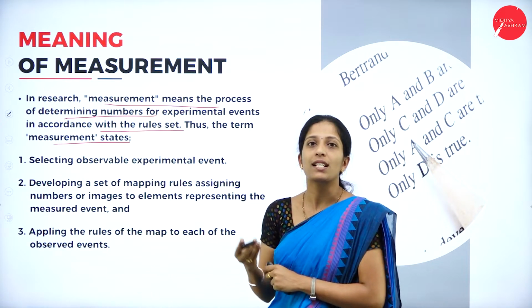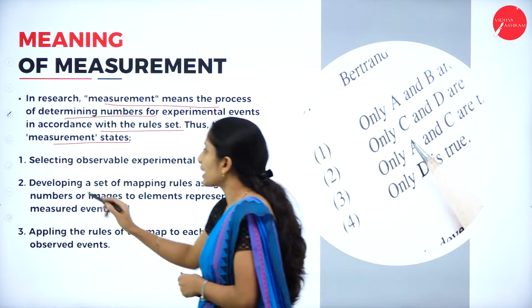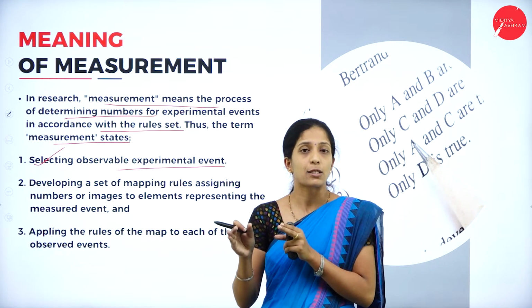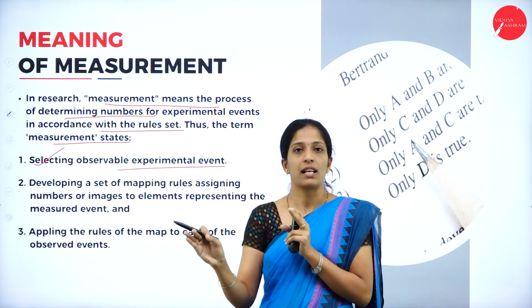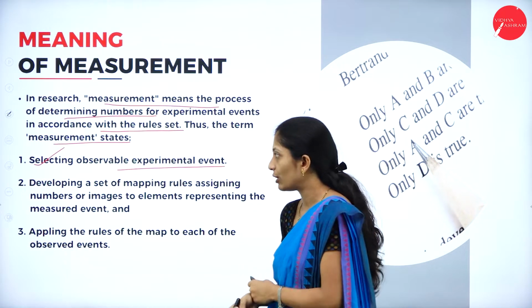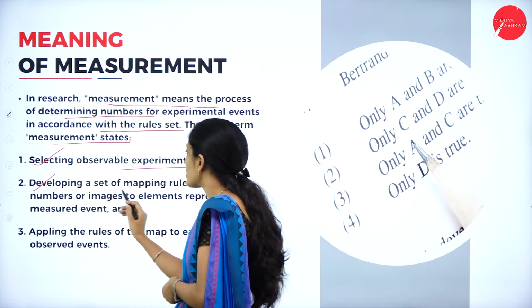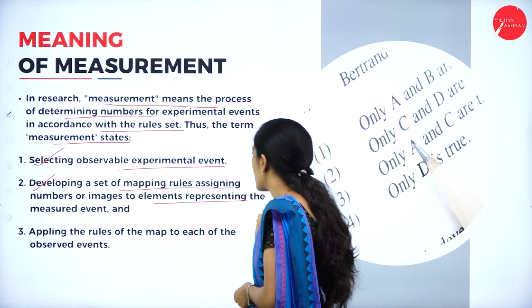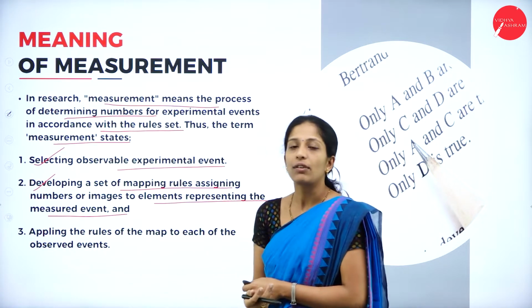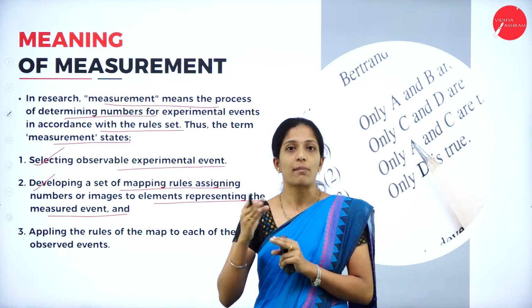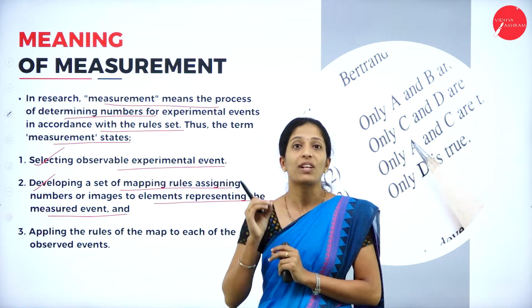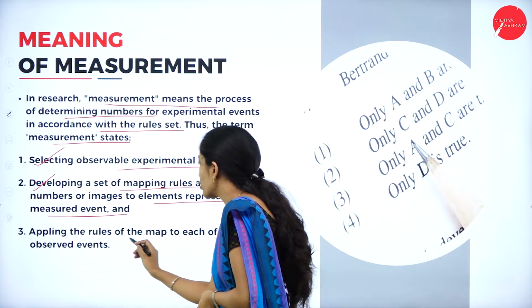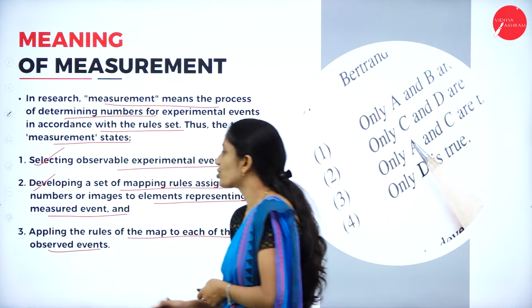Let us see then what this measurement is all about. Selecting observable experiment event. That is, we have to select the observable experiment event, the important experimental event which has to be identified carefully. Next is developing a set of mapping rules, assigning numbers or images to elements representing the measured event. In order to represent the particular event I am undertaking, it has to be measured with numbers or symbols or any other alphabets. Then, applying the rules of the map to each of the observed events.